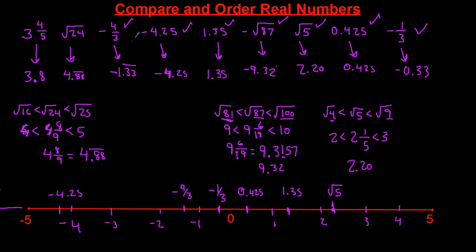As you can see, I'm punching in the original number, not the decimal one I made. Radical 24 is 4.88. So 4.88 is about right here. So this would be radical 24, or square root of 24. Then lastly, we got 3.8. 3.8 is about right here. So this will be 3 4/5. Okay? And that's it. That's how you compare and order real numbers.